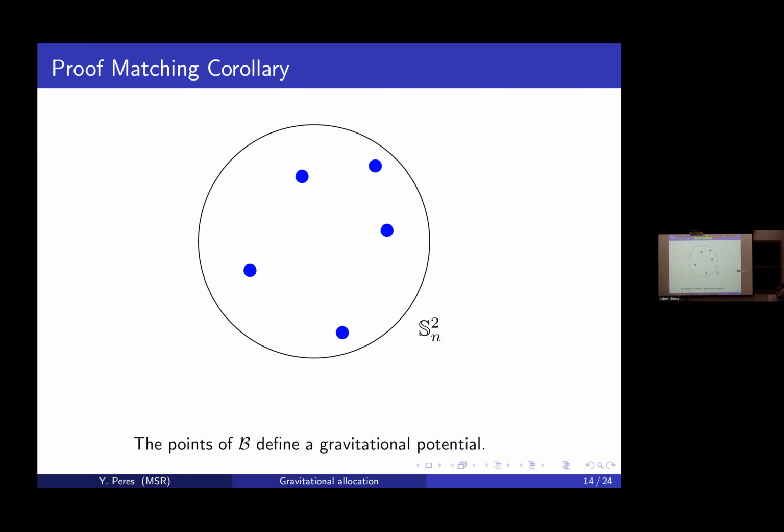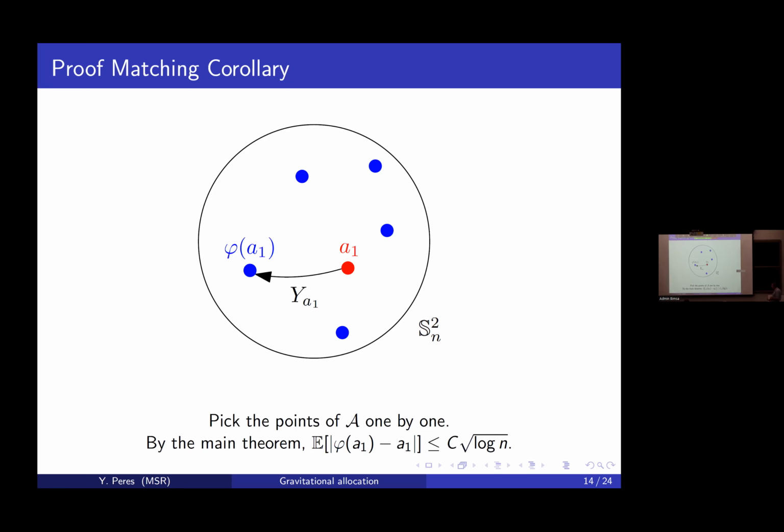I'm going to have n blue points and n red points, but I first put down all the n blue points and I put them down in random locations. And now the red points are going to come in one by one. So the first red point comes in.